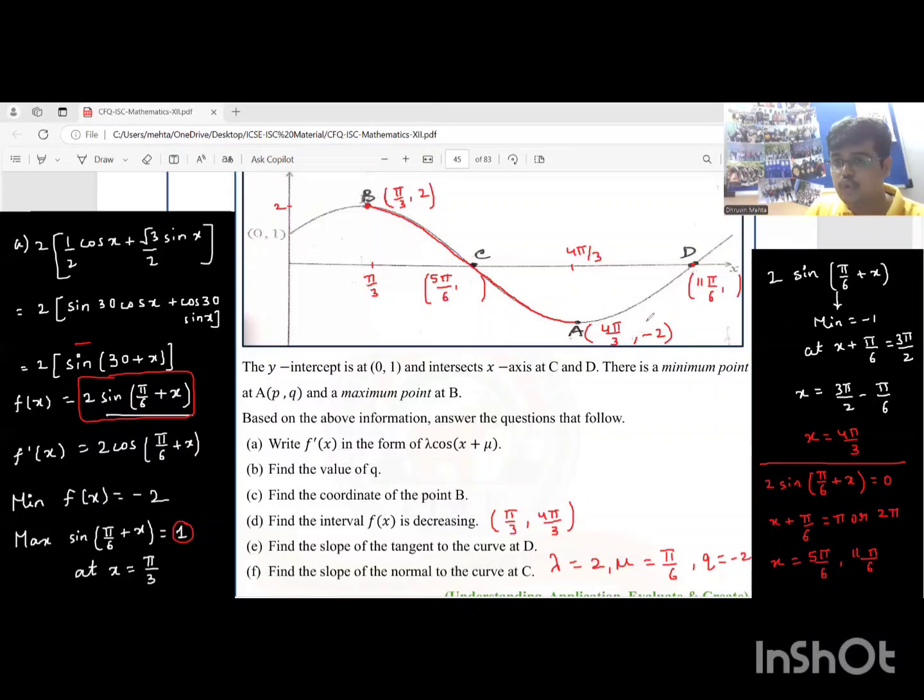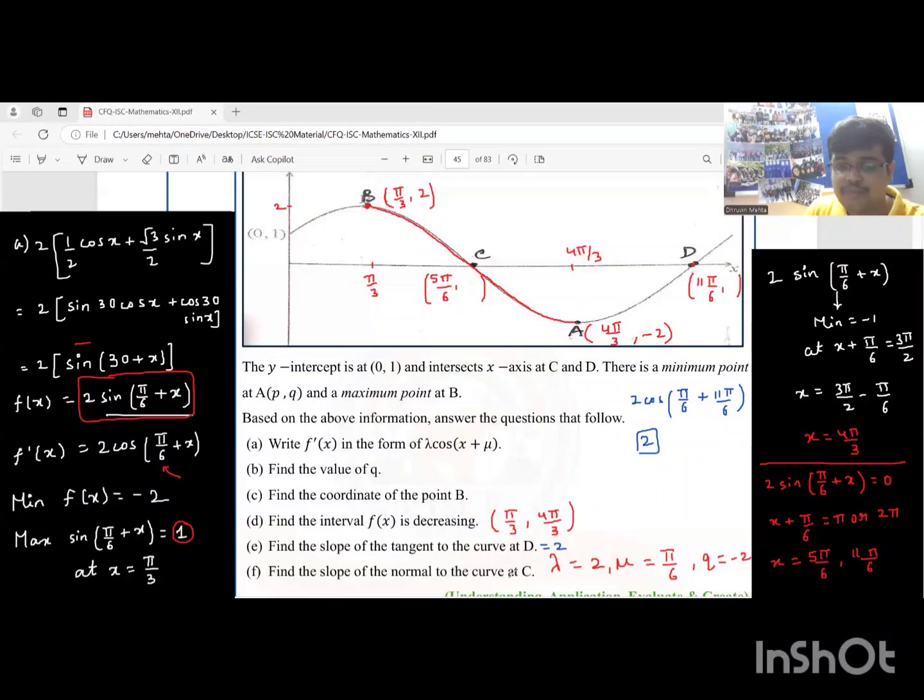So now, students, you check the slope. For checking the slope of tangent, we have to take the derivative. The derivative is already ready, students, so I'll directly use it. You have to substitute 11 pi by 6 in this. I'll do the working very quickly. The derivative will be 2 cos of pi by 6 plus 11 pi by 6. Do you understand, students? This will be 12 pi by 6, which is 2 pi, and cos of 2 pi is 1. So 2 into 1 is 2, which means the slope of tangent at this point is 2.